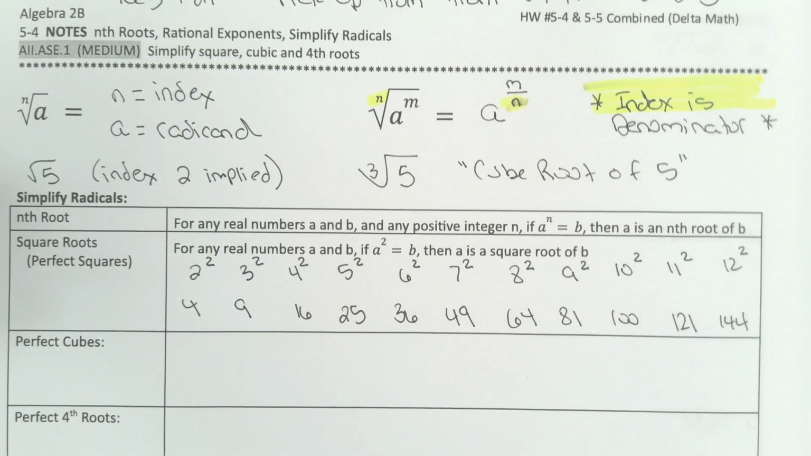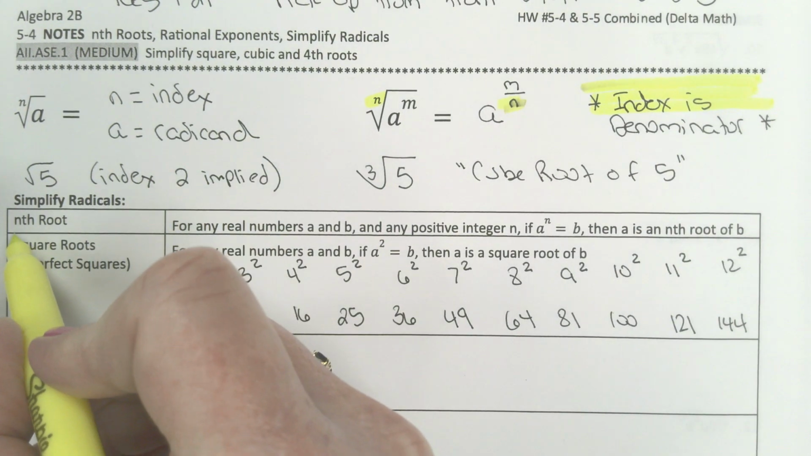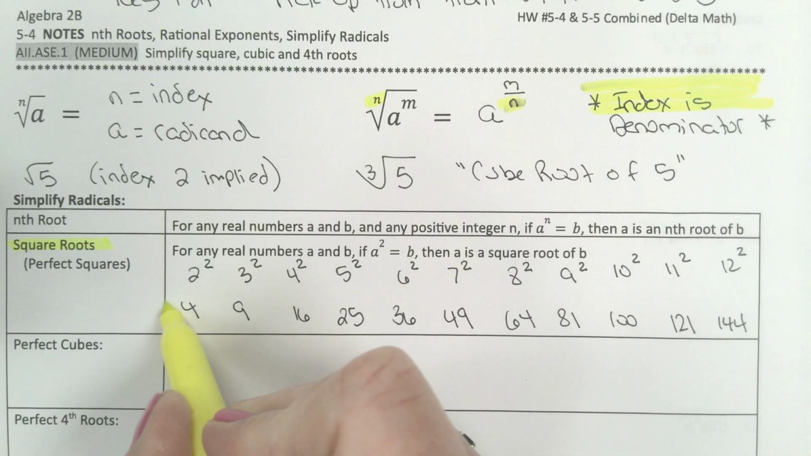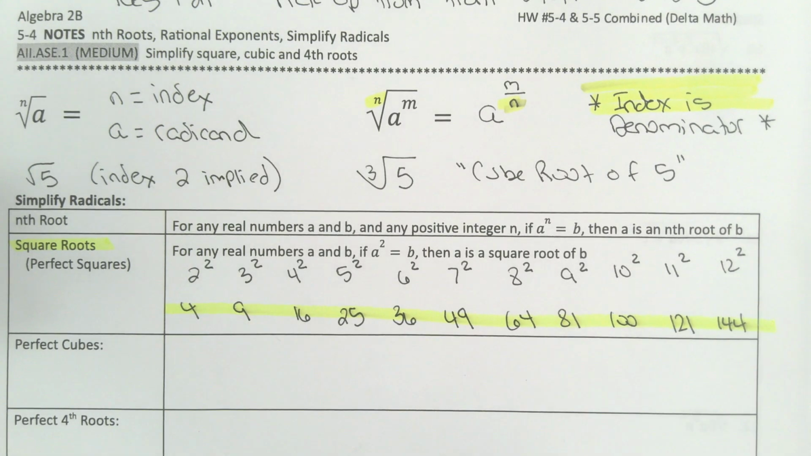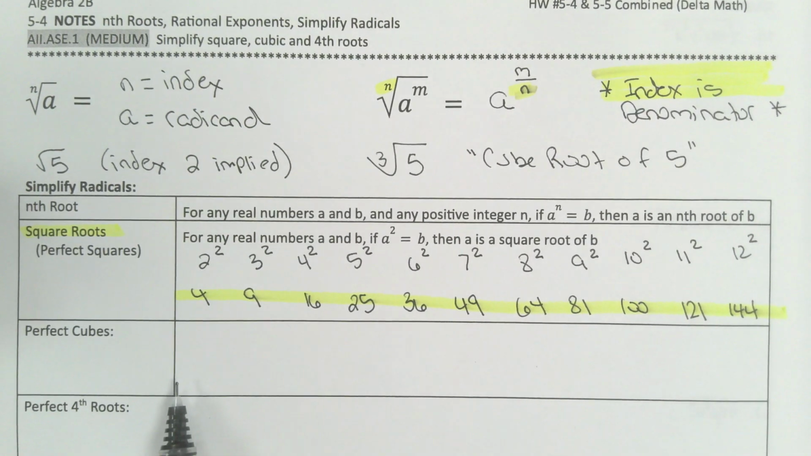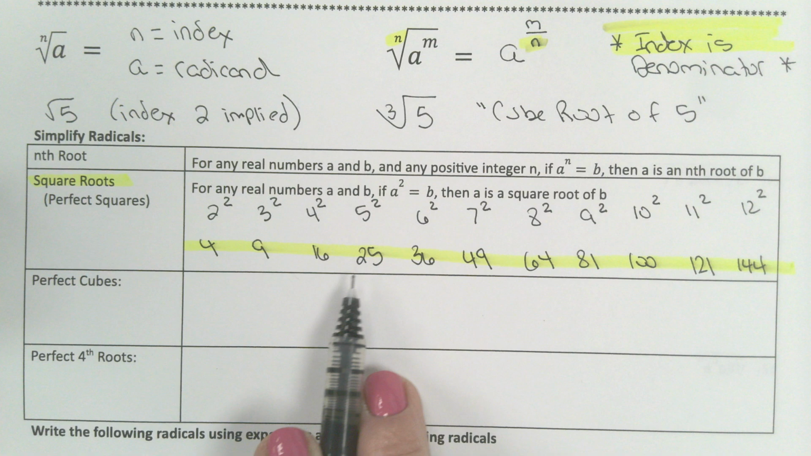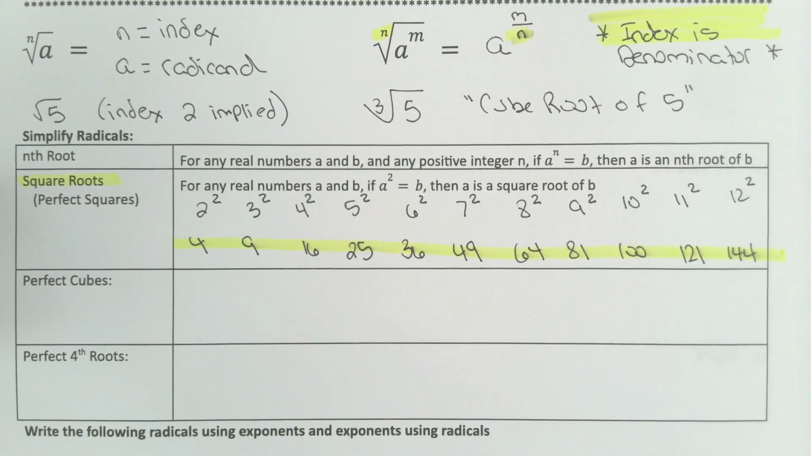All right, so we have our perfect squares. There are lots of ways to simplify radicals. This is the method that I'm going to use. So it is helpful to have this information handy. If you do not know what your perfect squares are, you can just always make this list.